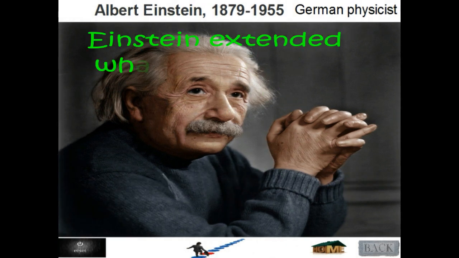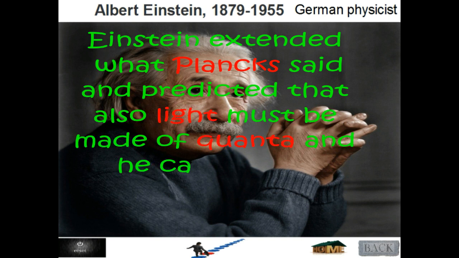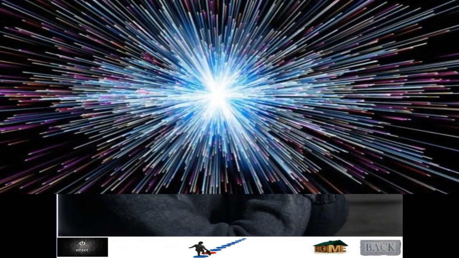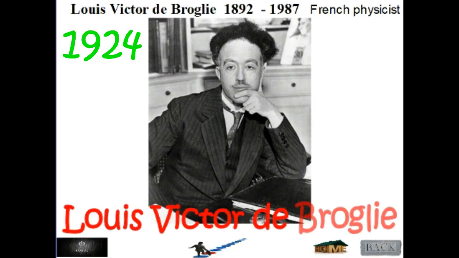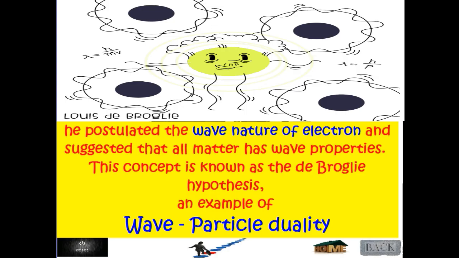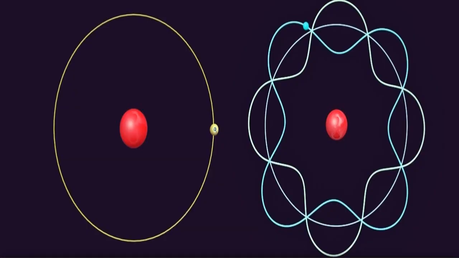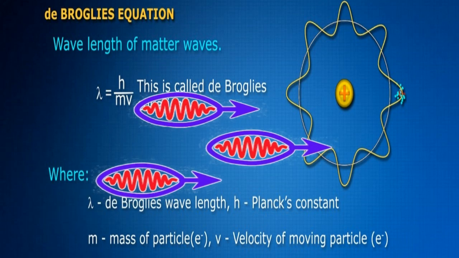Einstein extended what Planck said and predicted that also light must be made of quanta, and he called them photons. Einstein proves again the corpuscular aspect of light and named these corpuscles photons. In 1924, a French physicist, Louis Victor de Broglie, postulated the wave nature of electron and suggested that all matter has wave properties. This concept is known as the de Broglie hypothesis, an example of wave-particle duality.